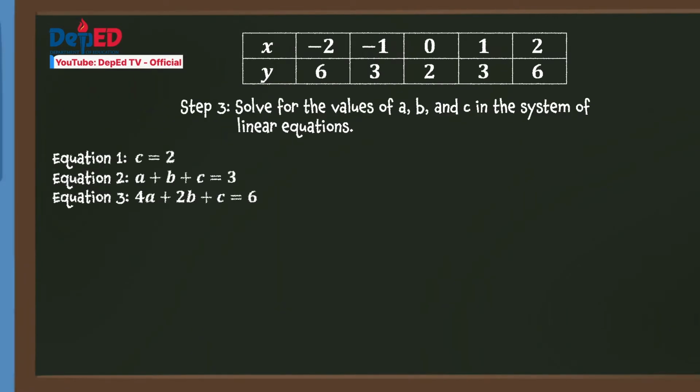Step 3, solve for the values of a, b, and c in the system of linear equations. In the system we wrote, equation 1 already displays the value of c, which is 2. We can substitute this value in equation 2 and 3. So we have equations 4 and 5: a plus b plus 2 equals 3, and 4a plus 2b plus 2 equals 6.